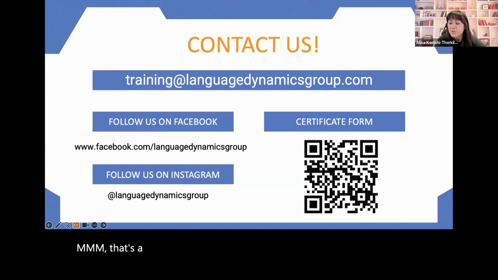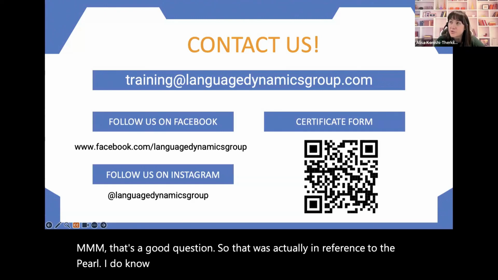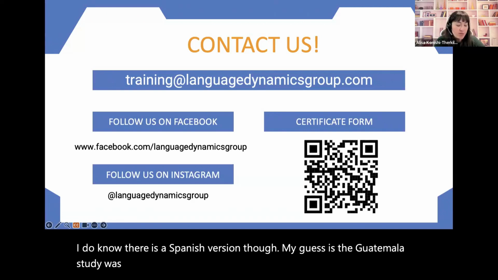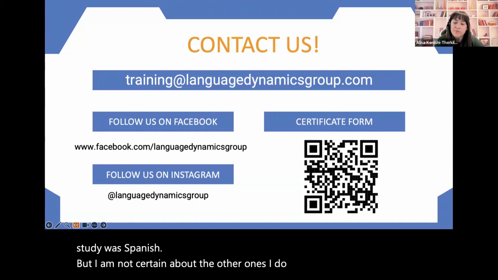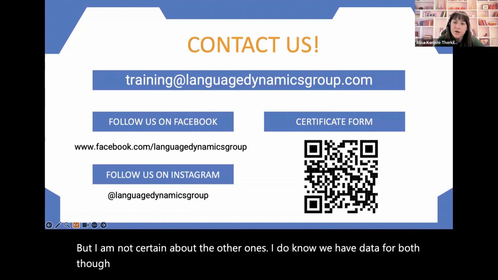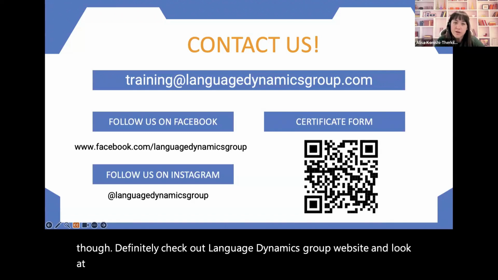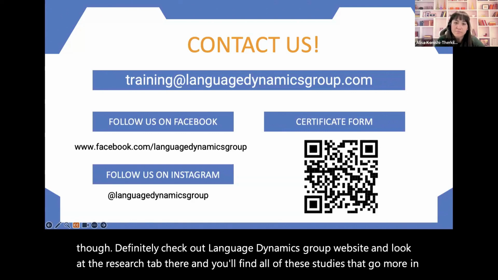That's a good question. So that was actually in reference to the Pearl. I do know there is a Spanish version though. My guess is the Guatemala study was Spanish, but I am not certain about the other ones. I do know we have data for both though. Definitely check out the Language Dynamics Group website and look at the research tab there, and you'll find all of these studies that go more in depth.